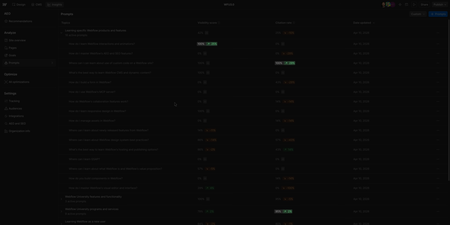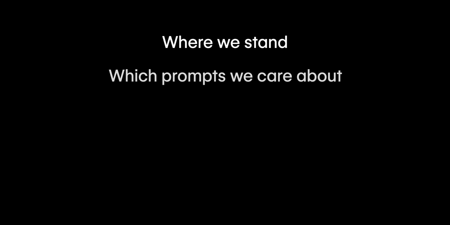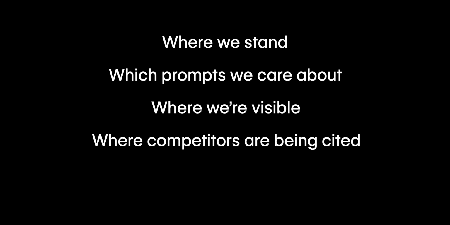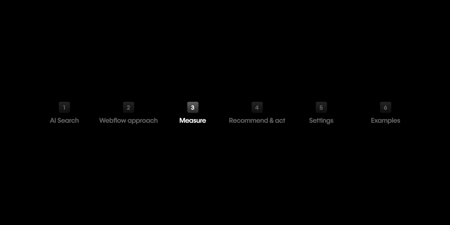If you already rank well organically for a topic, start there. And if competitors are cited more often than you, use that as a signal for content gaps. At this point, we understand where we stand, which prompts we care about, where we are visible, where competitors are being cited, and how AI-referred visitors are behaving. Now the question is, what do we fix? That's where recommendations come in.